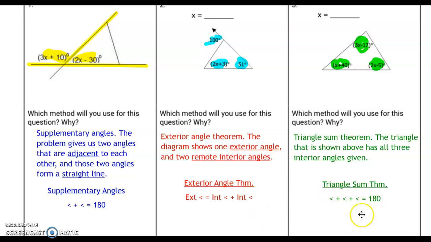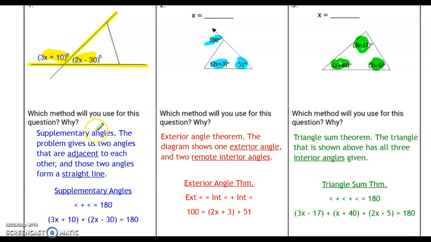You need to know what the triangle sum theorem is, which indicates that the three angles in a triangle, the three interior angles of a triangle, are going to sum to 180. You need to be able to fill these out as well. So now take a moment to identify what pieces go into where into these equations.